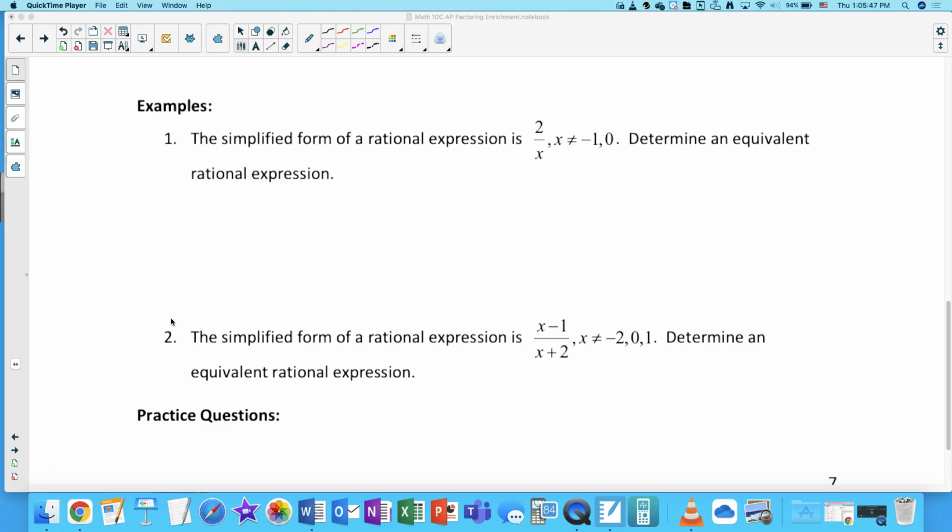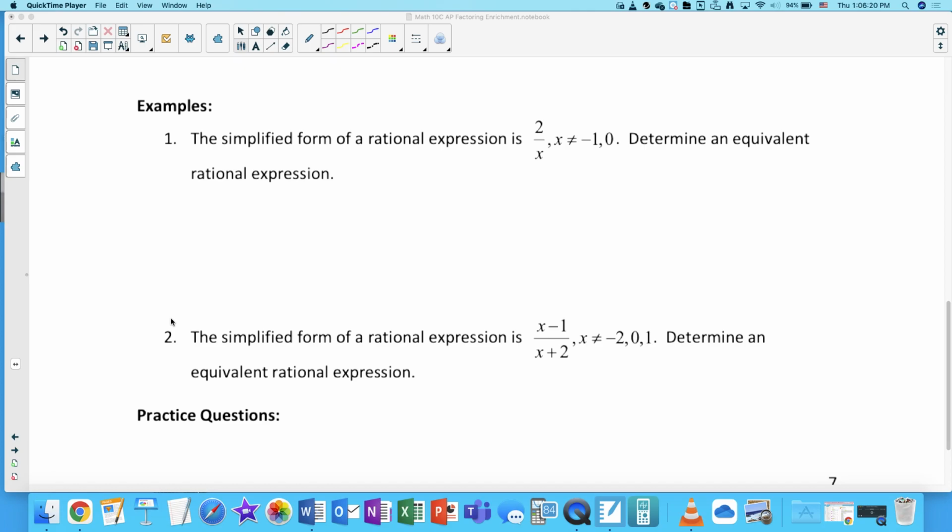Okay, so here's another example. The simplified form of a rational expression is 2 over x, where x cannot equal -1 or 0. Determine an equivalent rational expression. Why can't x equal -1? Okay, so here's the thing. This is simplified. So we're kind of working backwards here.